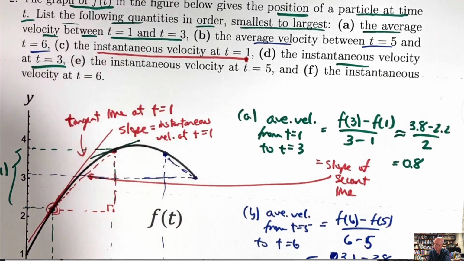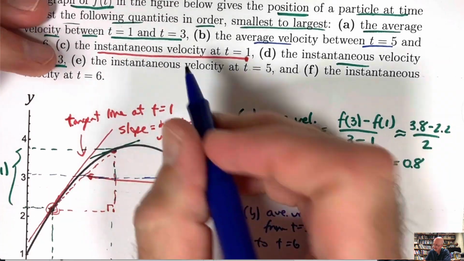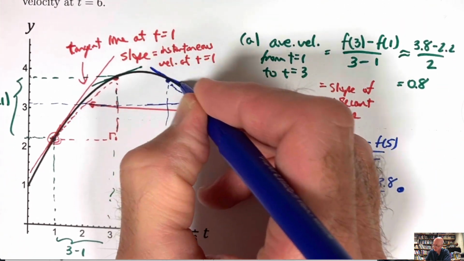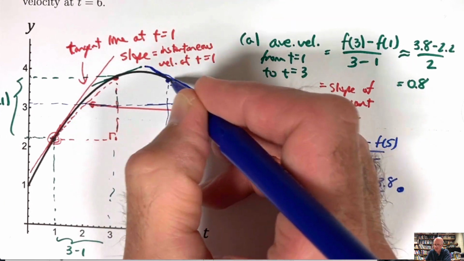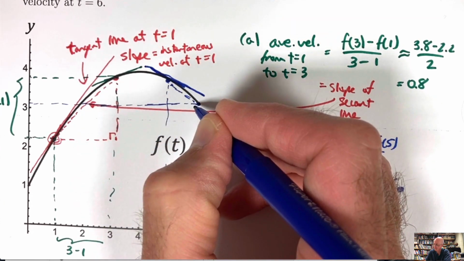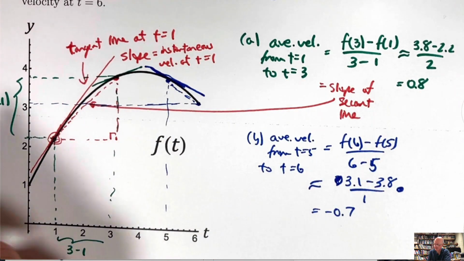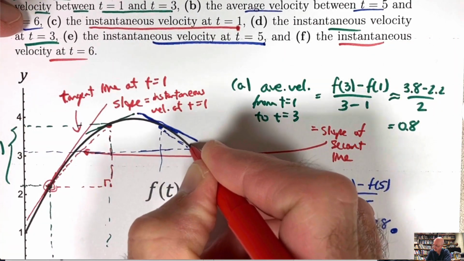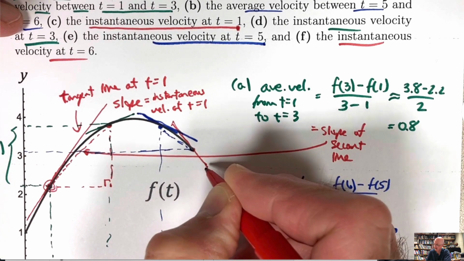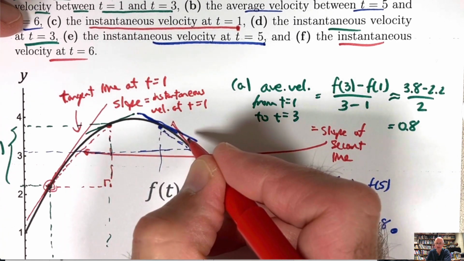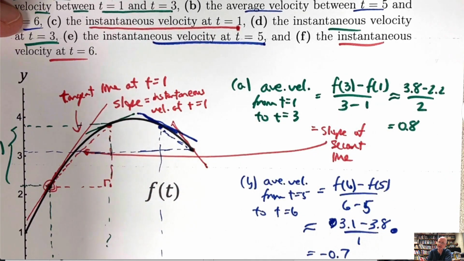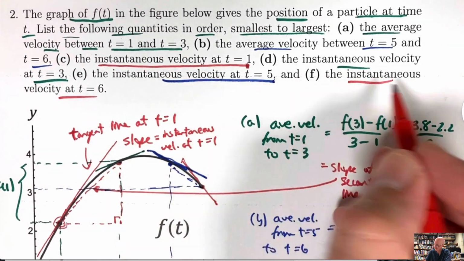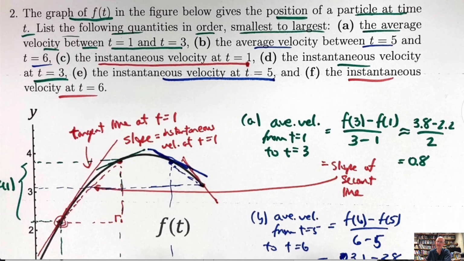Part E, we're doing the instantaneous velocity at t equals 5. That's the slope of this line, which is negative, and closer to 0 in slope than the slope of that line. And finally, F, the instantaneous velocity at t equals 6. That's the slope of this tangent line. These are tangent lines here that we're drawing. That's more negative than either of these. In fact, that's got to be the smallest value because it's the most negative. To actually now answer the question, yes, F is the most negative number. That's going to be the smallest.